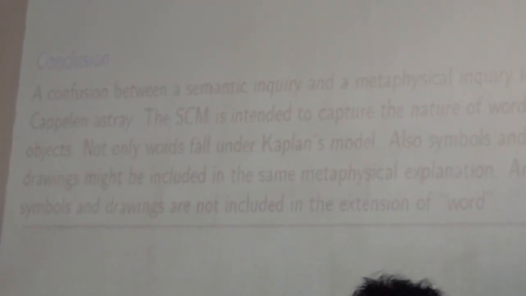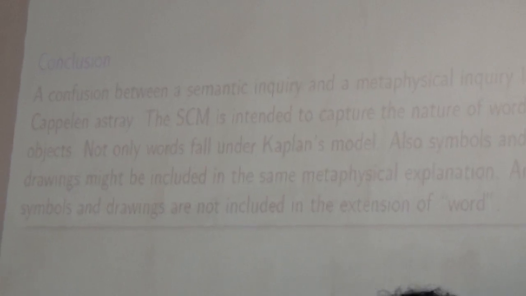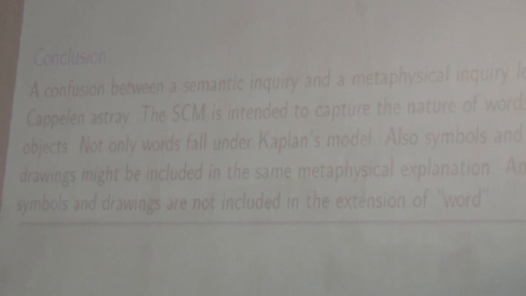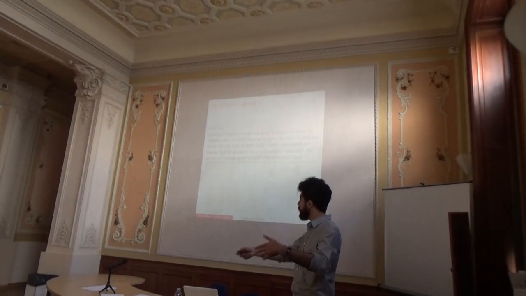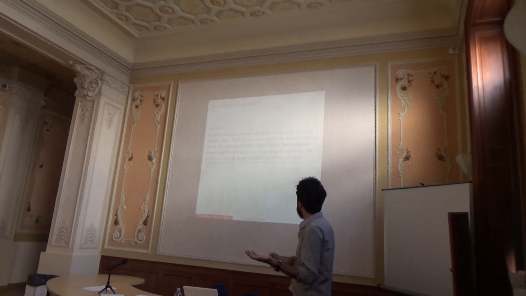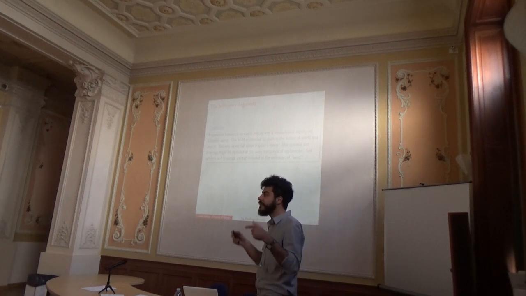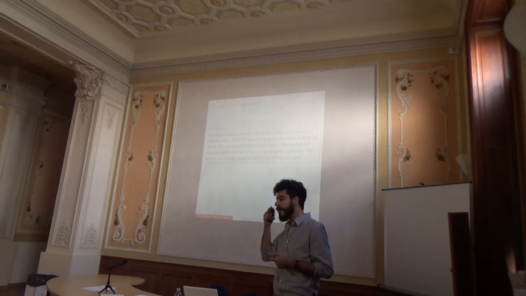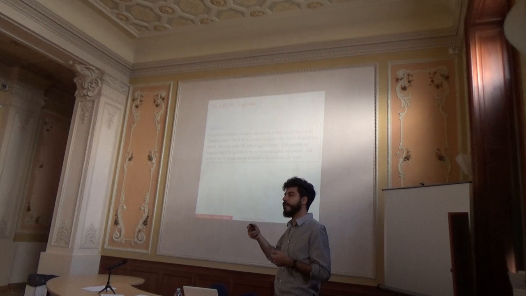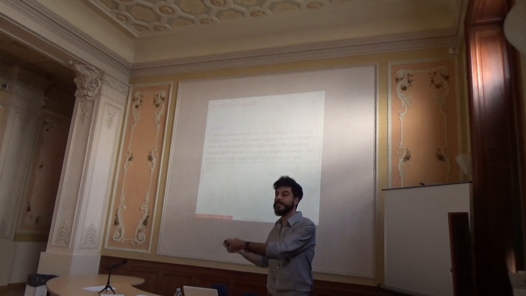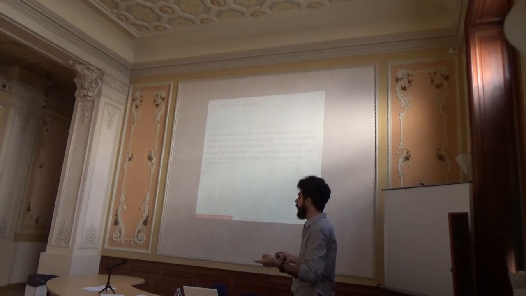And so I think there is a confusion between the semantic inquiry and the metaphysical inquiry that leads Pence astray. The stage continuant model is intended to capture the nature of words qua objects, not the nature of words qua words, okay? And not only words fall under Kaplan's model, also symbols and drawings might be included in the same metaphysical explanation. Drawings and symbols might be stages of words, but symbols and drawings are not included in the extension of word. So when Pence says that Kaplan doesn't correctly describe how we individuate words, it's true if it means that Kaplan doesn't correctly describe how we individuate words semantically, from a semantic point of view. But it is not what Kaplan is about.